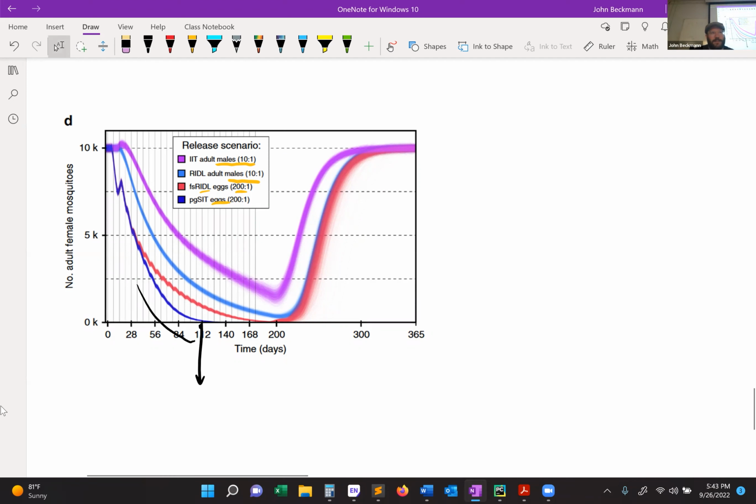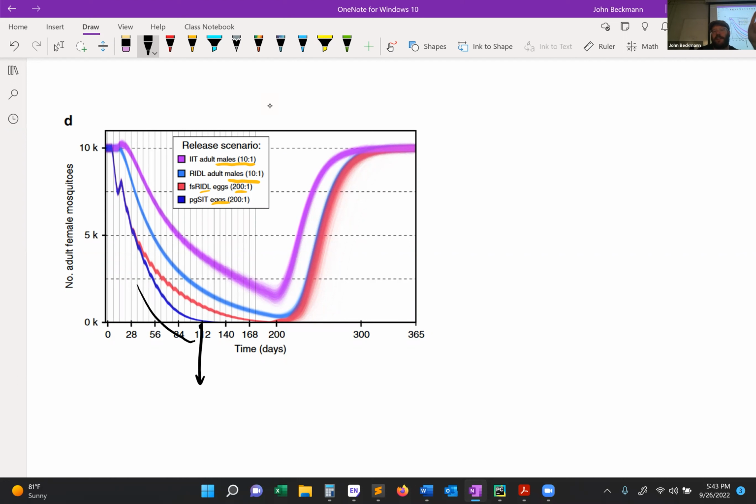Any final thoughts? The one thing that is kind of interesting is the ratios on which they have to release to cause that crash. Yeah, when I was looking at this, it took me a second to interpret this, and then that's when I discovered, oh, they're planning on releasing eggs. Yeah, okay, and so that is interesting to me about the pgSIT.